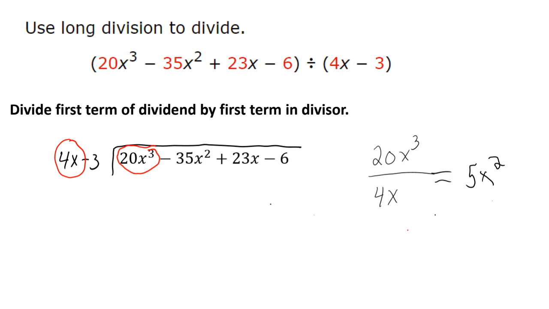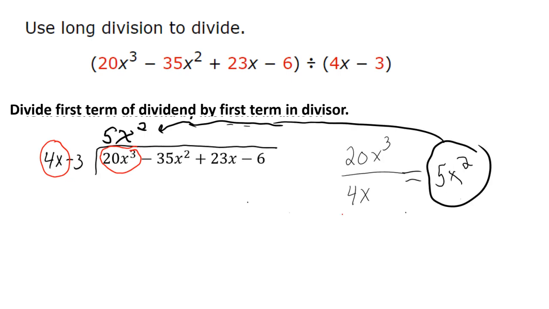X cubed divided by x is x squared, right? So if I would multiply a 5x squared to the 4x, that's going to give me this first term, the 20x cubed. So that's what I'll do first, okay? So this 5x squared goes on top here. And now I'm going to multiply this 5x squared to this polynomial.